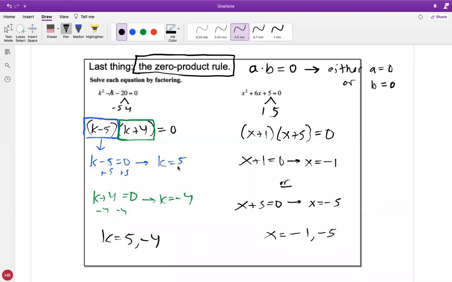You can always check these by plugging them back into the original one and seeing if you get 0. I'll do that for this one. Let's say I'm going to try negative 1 back in the original problem. So negative 1 squared plus 6 times negative 1 plus 5 equals 0. Negative 1 squared is 1. 6 times negative 1 is negative 6, plus 5. Let's see, 1 plus 5 is 6, minus 6 is 0. That checks out. Awesome. I'm not hugely surprised that worked, but I'm glad that it did.